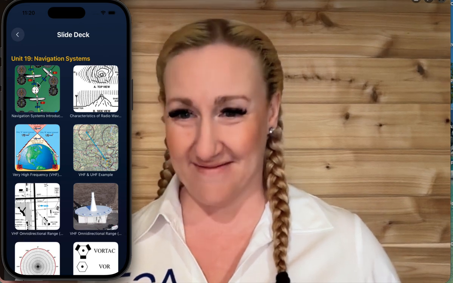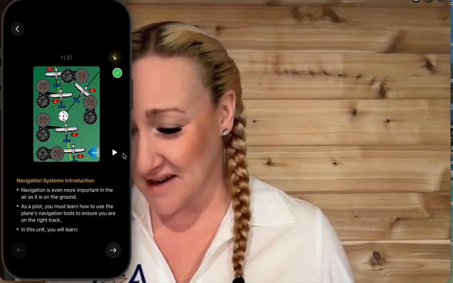Here we are. Navigational systems. Yeah, so your navigation is important on the ground as much as it is in the sky. We're going to go over types of VORs.